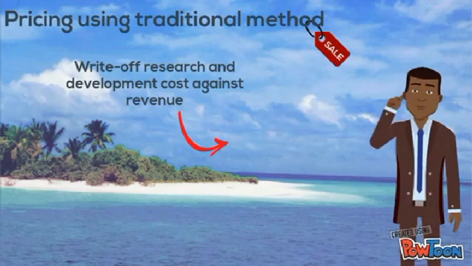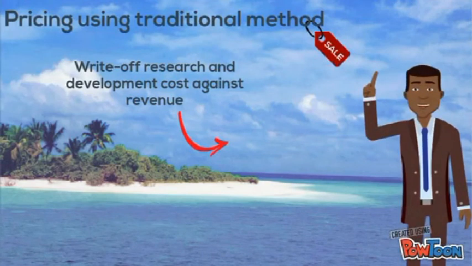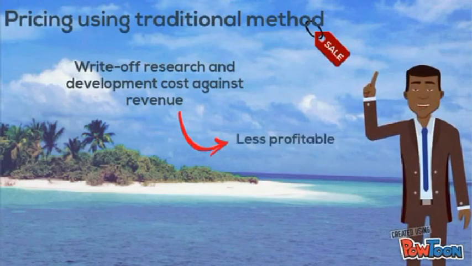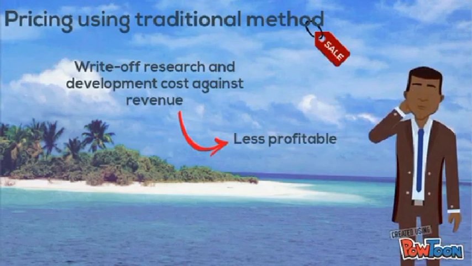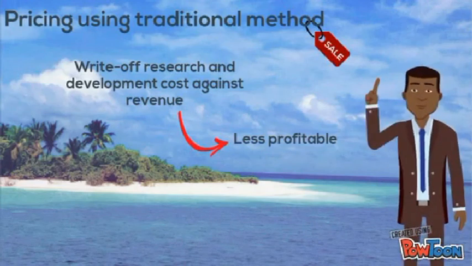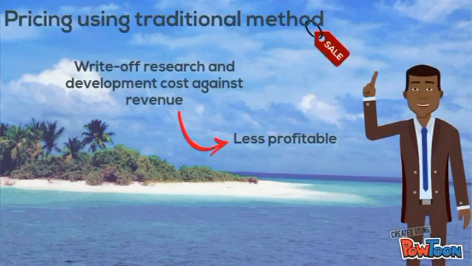Under pricing using the traditional method, research and development costs from the new product are written off against the revenue being generated by the old product, making the old product look less profitable. This gives a distorted view on the evaluation of the old product's profitability.